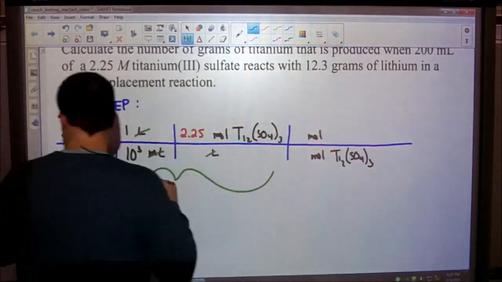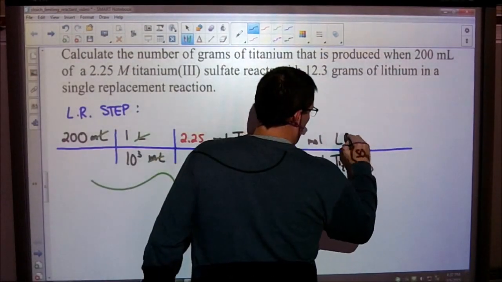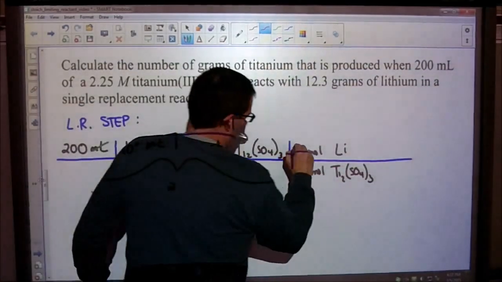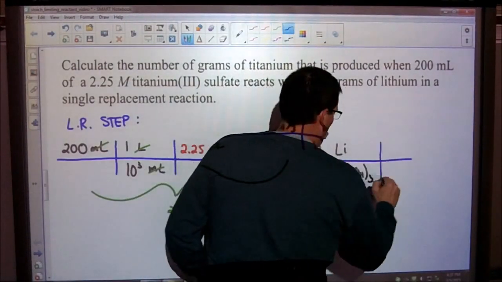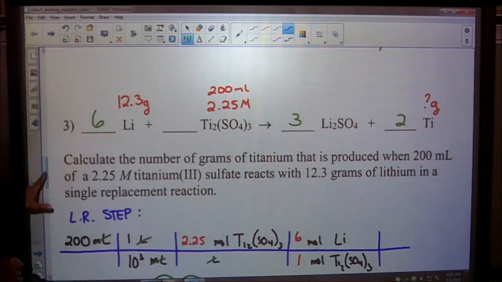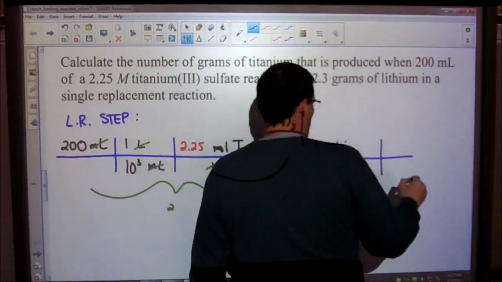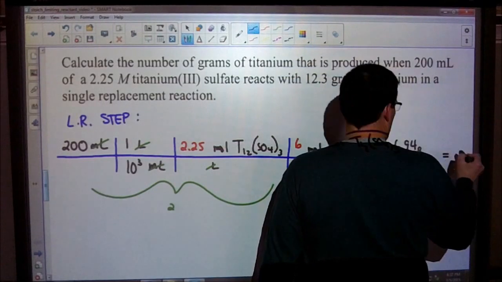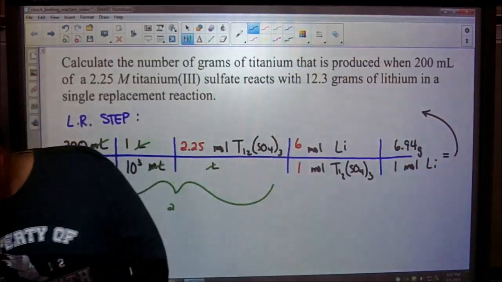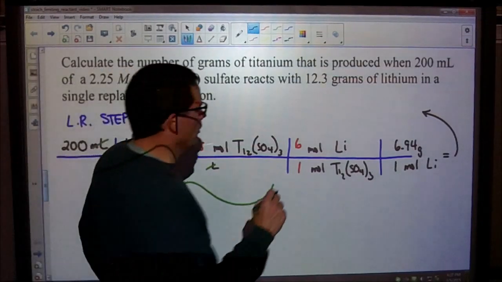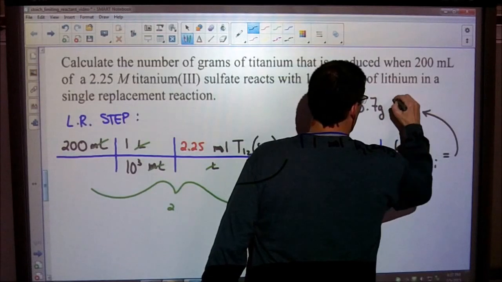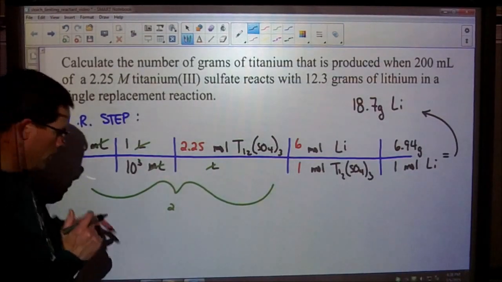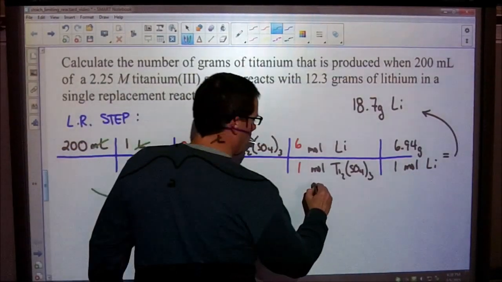And I will compare that to lithium. And again, from the balanced equation, I have a 1 and a 6. So 6 and a 1. And the unit that the lithium is in is grams, so I need to go to grams. So 1 mole of lithium is 6.94 grams. So let's get a value for that. I think I have that one typed in already. 18.7 grams of lithium. Let me double check that. And that is correct. All right, so, and again, this is step 3, this is step 4.